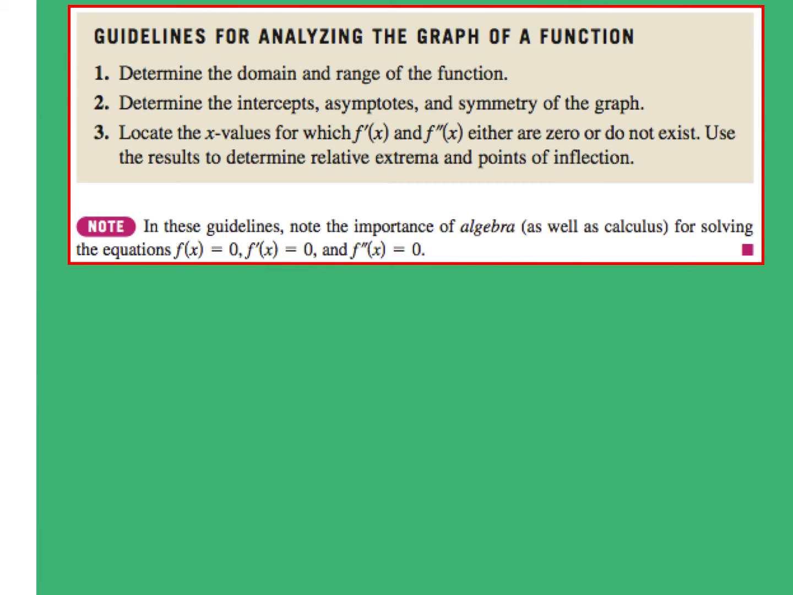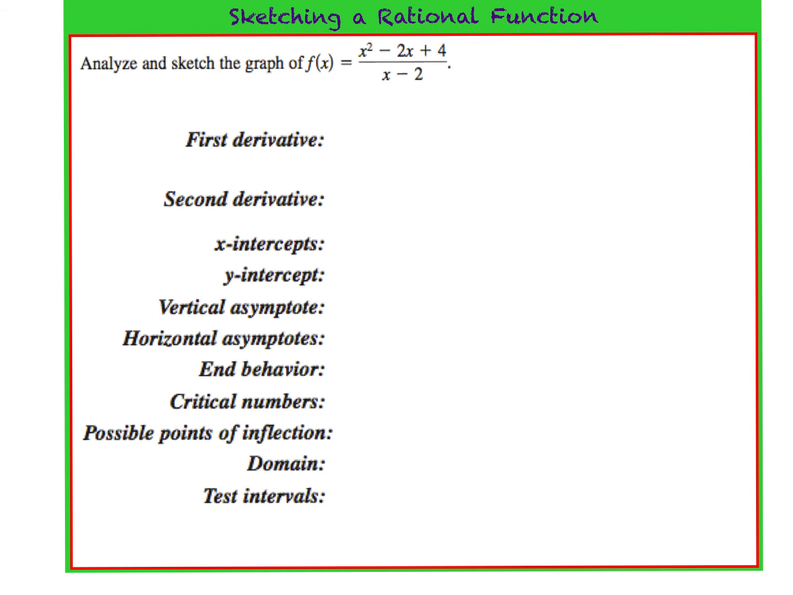Here we go. So we're going to analyze this graph: x squared minus 2x plus 4 over x minus 2. We're going to find the first and second derivative. We're going to find the x-intercept, the y-intercept, the vertical asymptote, the horizontal asymptote, critical numbers, possible points of inflection, and our test intervals. All right.